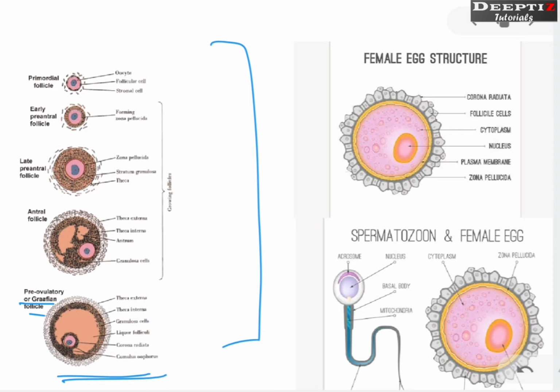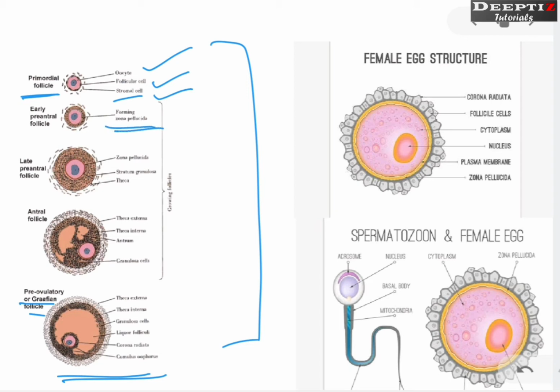Now this is the primordial follicle, that means the early stage of oocytes, we can say. These cells can be primary oocytes. Inside this, there are follicular cells which surround the oocyte, and surrounding those there will be the stromal cells. These stromal cells later become the theca, right? Now after some stage, around this there will be formation of the zona pellucida.